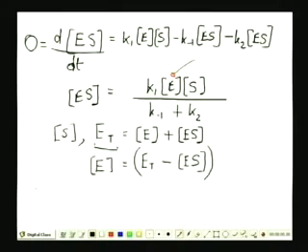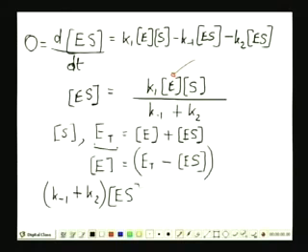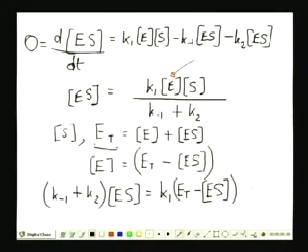So, if we do that, what do we get? We get K minus 1 plus K2 times ES is equal to K1 times S times ET minus ES. That is what I have.